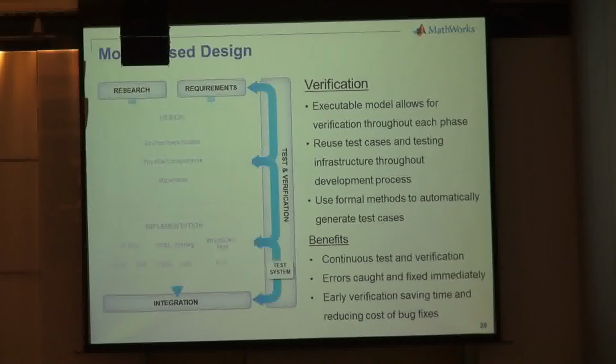So this is the notion of continuous verification. You're always verifying as you're making design changes. The benefit here, of course, is that errors are caught much earlier and they're fixed as they're being introduced rather than at the very end. And this reduces a lot of unwanted engineering effort at the very end of your design flow. So that's verification. And in a nutshell, that's what model-based design is about.